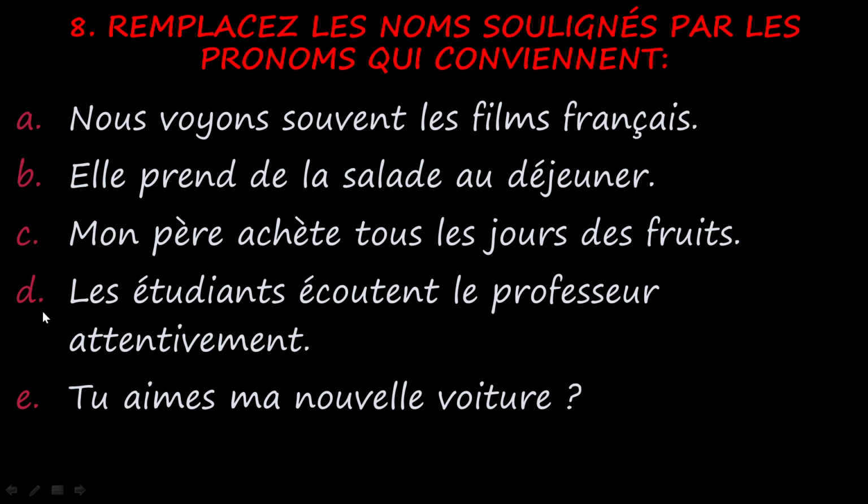So the fourth one, les étudiants écoutent le professeur attentivement. The students listen to the teacher attentively, right? So écouter is the verb. After the verb écouter, we've got a definite article, le professeur. So what pronoun will we be using? Le, la, l'apostrophe, les, direct pronoun. So then, le professeur, is it singular or plural? It's singular. Masculine or feminine? It's masculine. So what pronoun will we be using? Le.